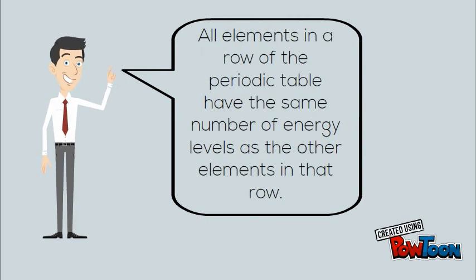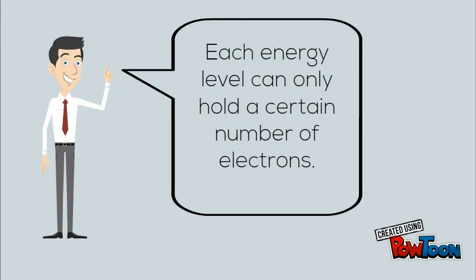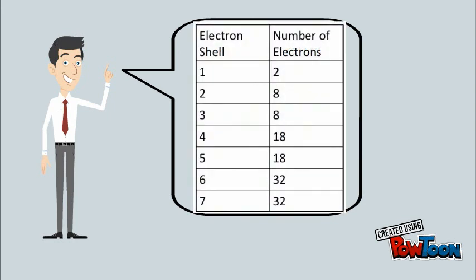Let's talk about the rows. Rows go left to right. All elements in a row of the periodic table have the same number of energy levels, and each energy level can only hold a certain number of electrons, as you see in this table.